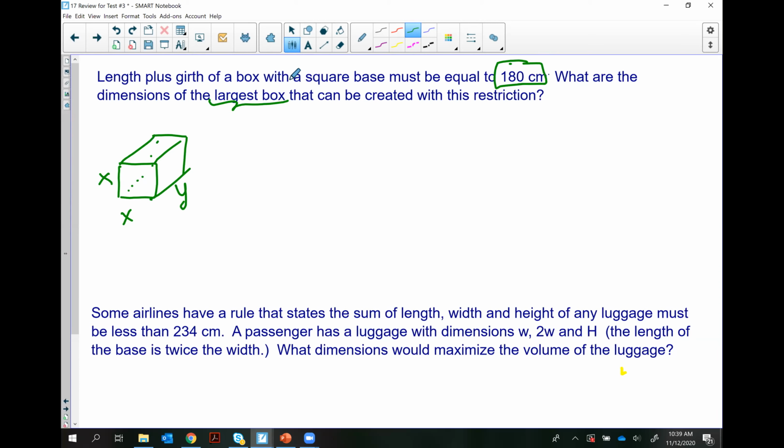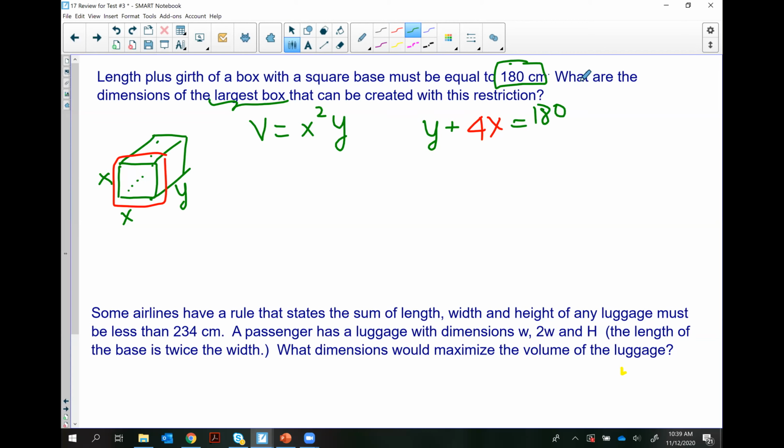For optimization questions, find out what they want to maximize. In this case, largest box, they want to maximize the volume, right? Volume here is going to be x squared times y. And what is given? Length plus girth is equal to 180. So they give us length is y, girth is the sum of the cross section. So if you go around it, this way, this way, this way, this way, that's 4x. That must be equal to 180.